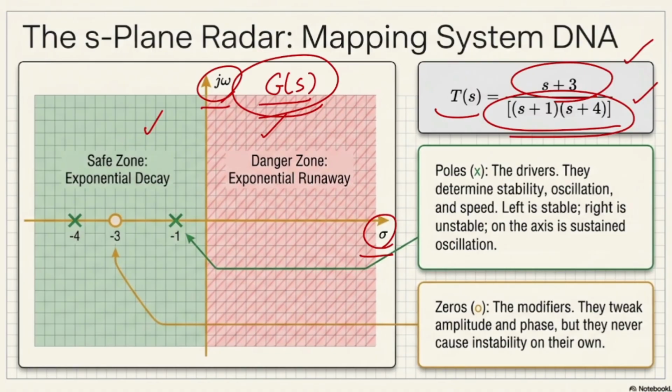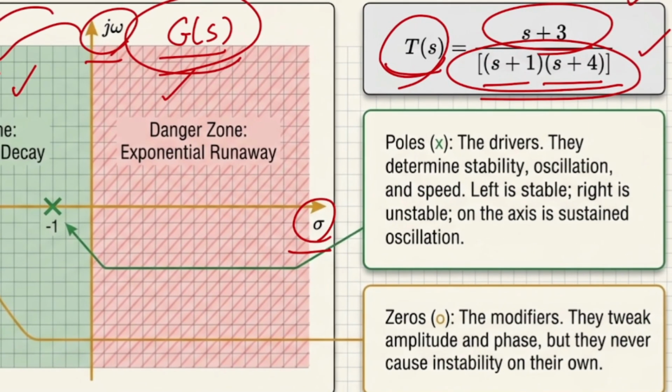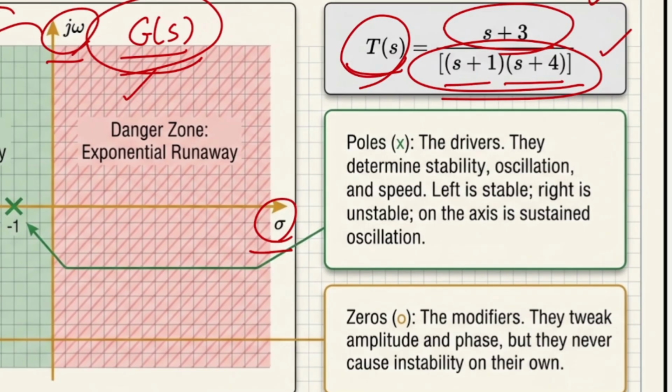If all of my poles are on the left side, like in this transfer function that we have over here, where s equals -1 and s equals -4, and both of them are on the left side, which in this case they are, we can consider that the system is stable. Based on the poles and the zeros, we can understand what would happen to the transient behavior of our specific system.